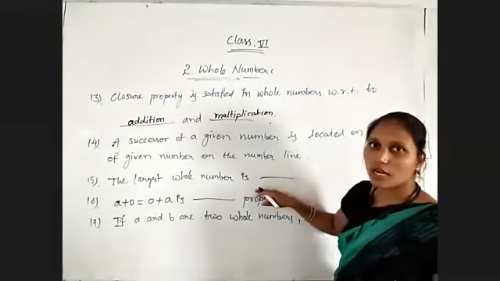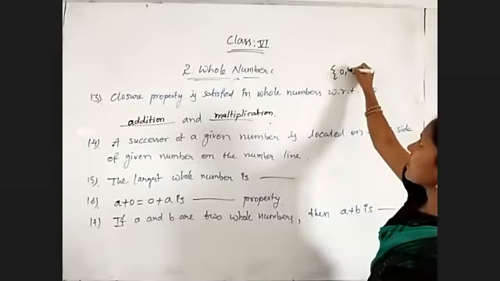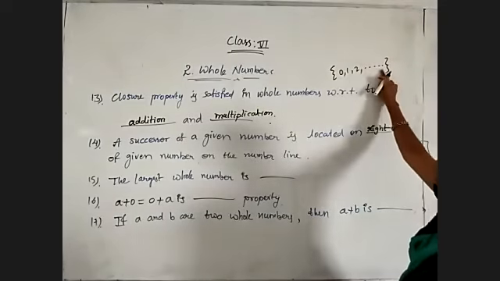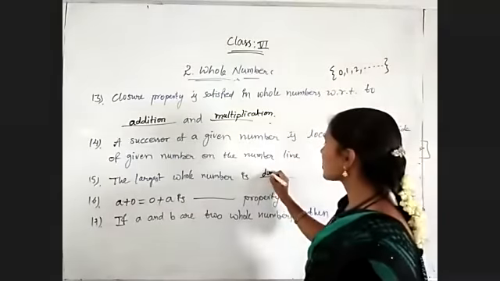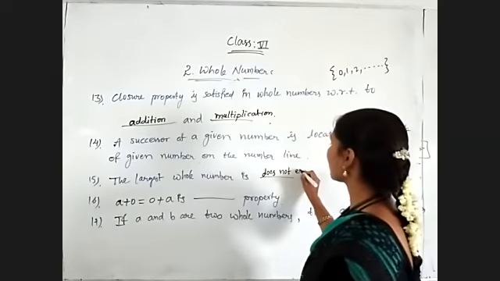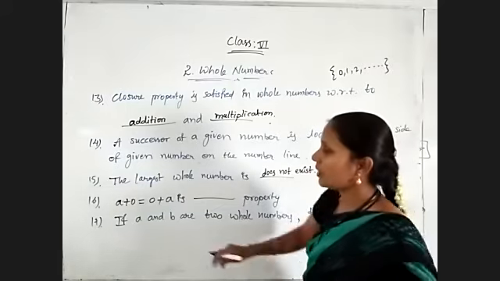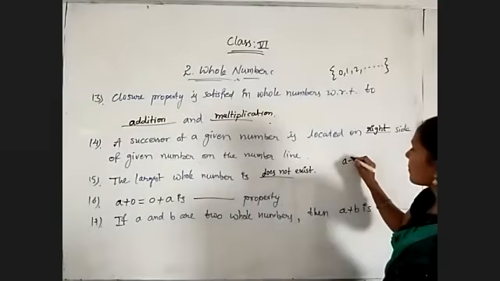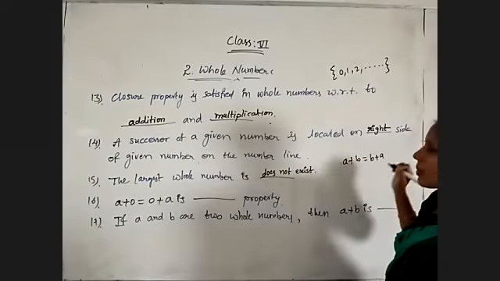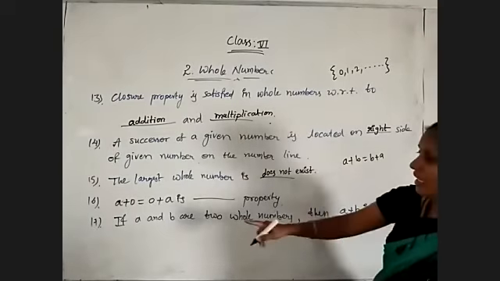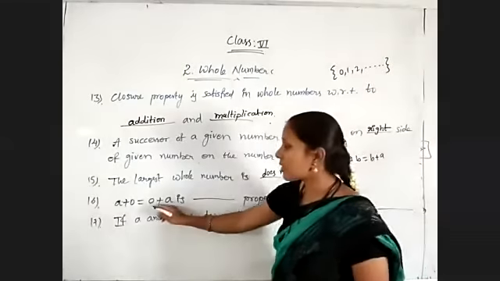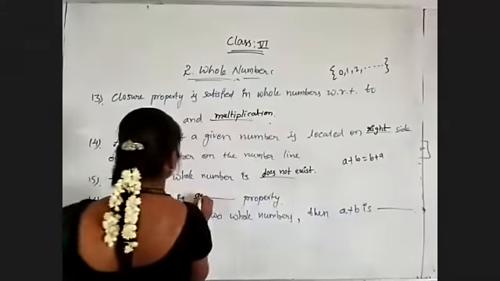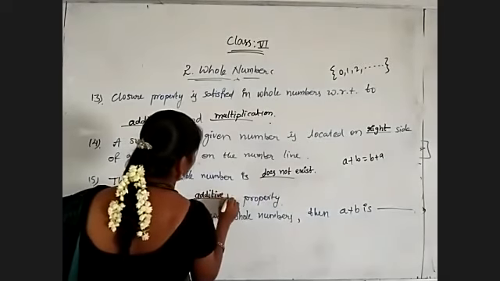Now, largest whole number. What is the largest whole number? Whole numbers start with 0, 1, 2, 3 and so on. Is there any largest whole number? No. So the largest whole number does not exist. A plus 0 is equal to 0 plus a is dash property. Actually, a plus b is equal to b plus a is the commutative property. But here a plus 0 is equal to 0 plus a, 0 is given, so it comes under additive identity.